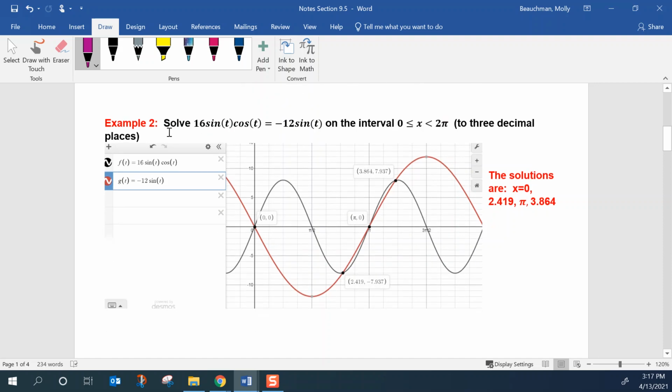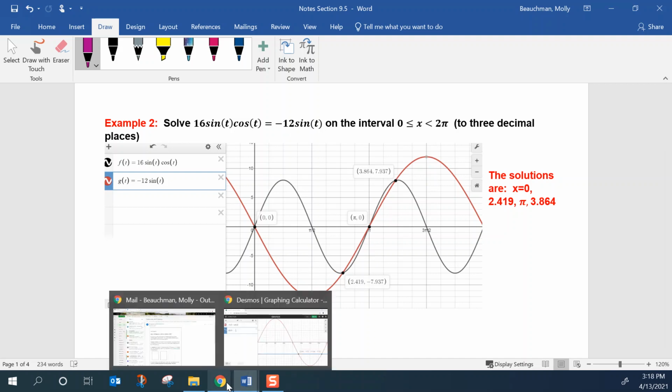So we're going to type in the left-hand side of the equation, the function f of t is 16 sine t cosine t. The right-hand side of the equation is a different function, negative 12 sine t. We're going to graph on the interval from 0 to 2 pi, and then see where they intersect. So you can see I've got the Desmos graph already cut and pasted.